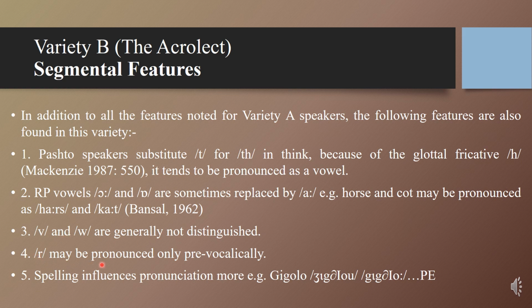R may be pronounced only pre-vocally. Spelling influences the pronunciation more. For example, gigolo and gigolo. That is different in Pakistani English and in RP.